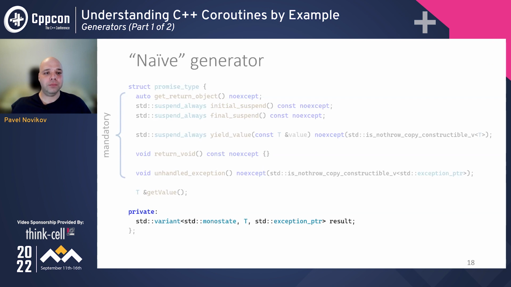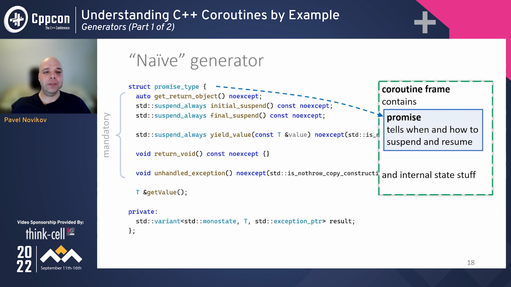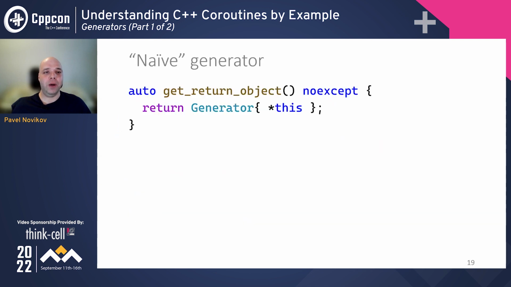So yes, this is the promise type, an instance of which lives in the coroutine frame. And let's start with our mandatory stuff. So this is get return object, the first member function. Its purpose is to return some kind of notion of an object that will be eventually returned from a call to the coroutine. So in this case, we just return a generator, an instance of the generator.